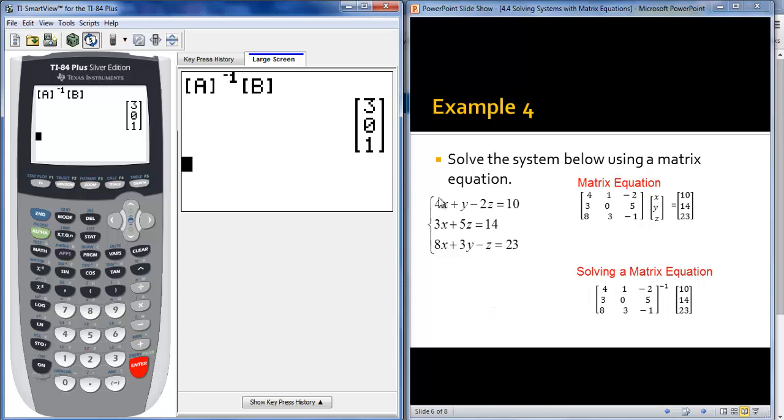So in this problem, x is equal to 3, y is equal to 0, and z is equal to 1. Okay. Anytime you got a 3 by 3 matrix, stuff like this, definitely use the calculator. This would be a no calculator question, like take this and set it up as a matrix equation. But solving, we're going to make this all calculator problems. So you need to know how to do this stuff. Okay? And so that's how I can solve a system using a matrix.